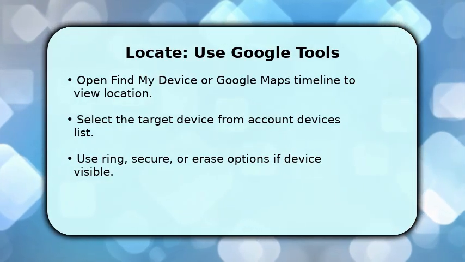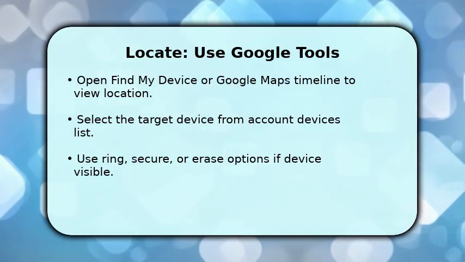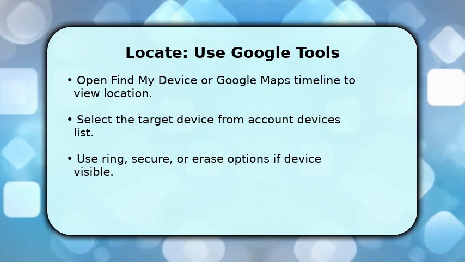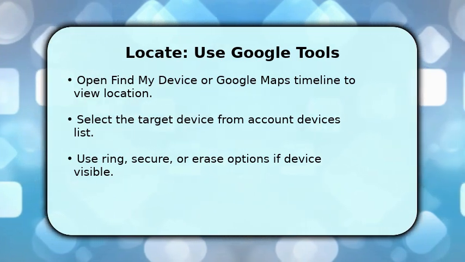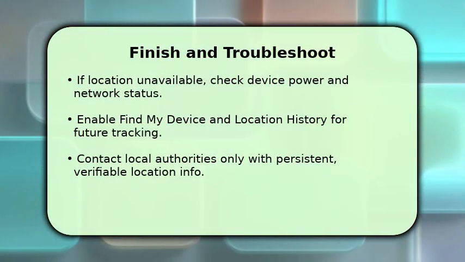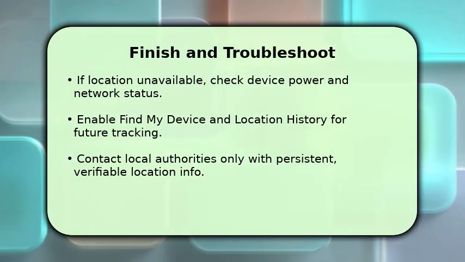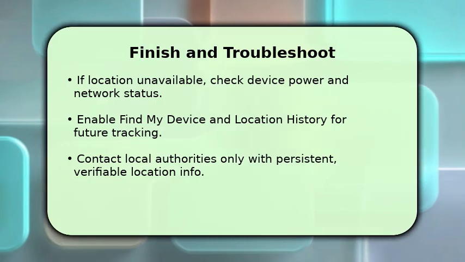If timeline shows last known points, note timestamps and movement patterns. This helps you predict where to look or what to tell authorities if recovery fails. To complete the process, confirm the device is powered and online. If not, rely on the last known location and monitor for updates.